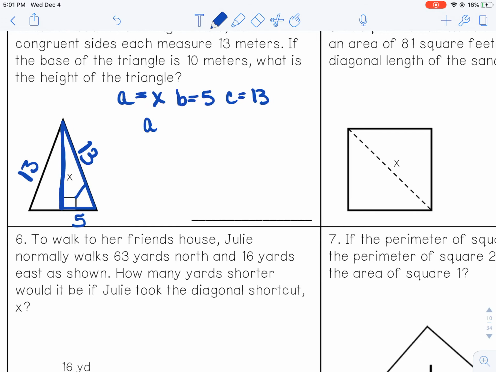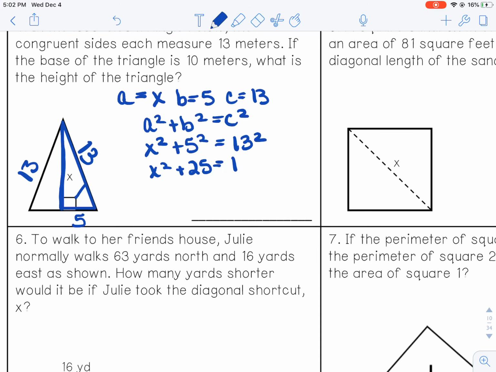So let's do our formula. A squared plus B squared is equal to C squared. We said A is X, so that's going to be X squared. I know that's a little bit confusing. Okay, so that's X squared plus 25 is equal to 169. When I subtract 25 on each side to get the X squared all by itself, I'm left with X squared is equal to 144. Again, I need the height, and I know that it can't be any larger than 13 because 13 is C. So I'm going to find the square root, and that's going to give me 12 meters.